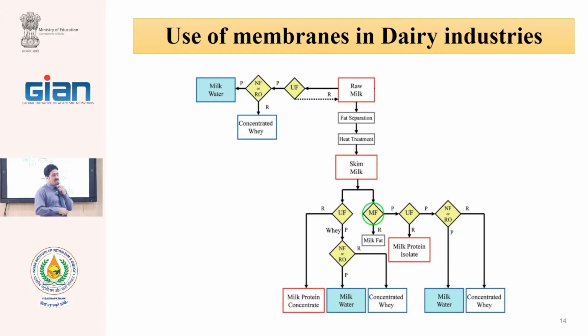This slide shows the application of the membranes in the dairy industry for fractionation of the milk materials. When we have raw milk, usually we first separate the fat of the milk. For separation of the fat, we can use a microfiltration membrane or centrifugal methods.